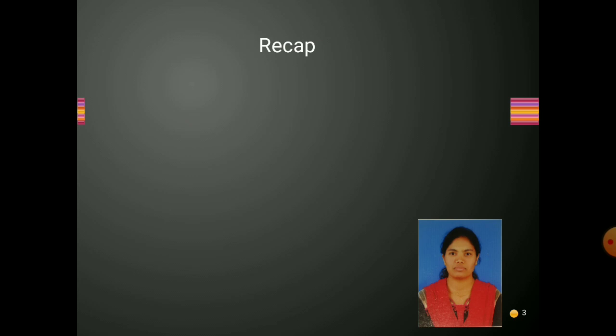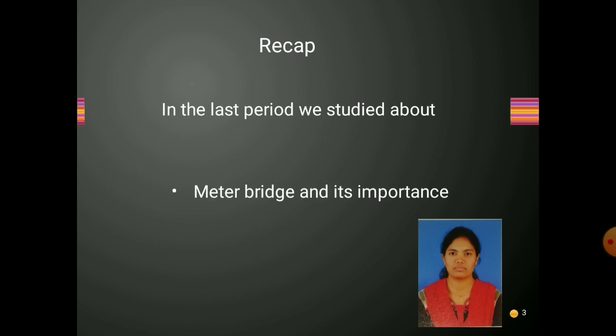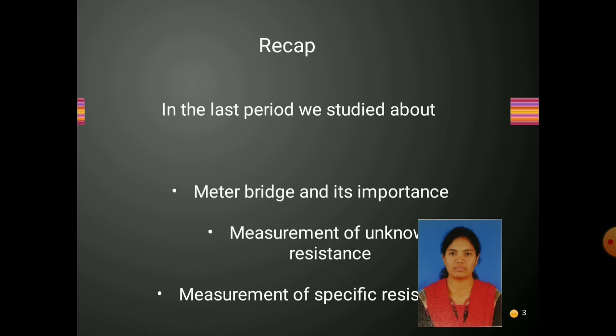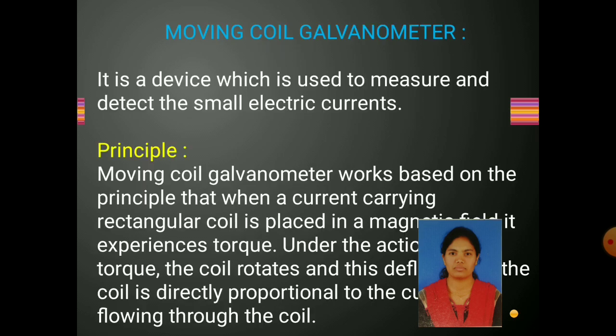Before moving on to today's class, let us recall what we discussed in the previous class, that is, the recap for today's class. In the last period, we studied about meter bridge and its importance. Actually, we have studied superconductivity. So, you can take it as superconductivity.